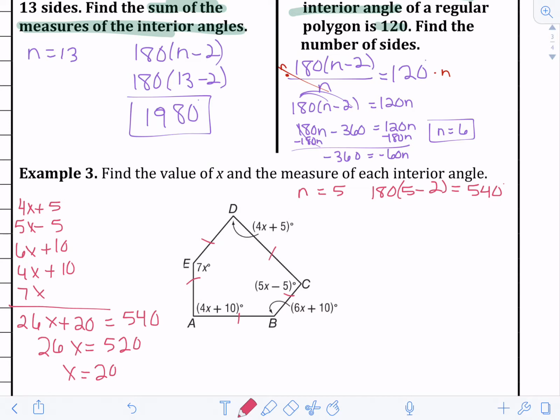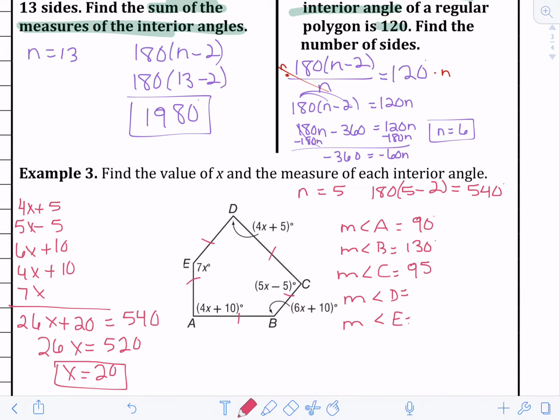Now that's not the answer, well that's part of it, but it's asking you to find the measures of each interior angle. So I have to find the measure of angle A, measure of angle B, measure of angle C, measure of angle D, and the measure of angle E. And all you do is you just plug in 20 for x. So when you do this, you get 90, 130, 95, 85, and 140. And the way you can tell whether you did this right or wrong is you can add all those up and make sure it comes out to 540 degrees.